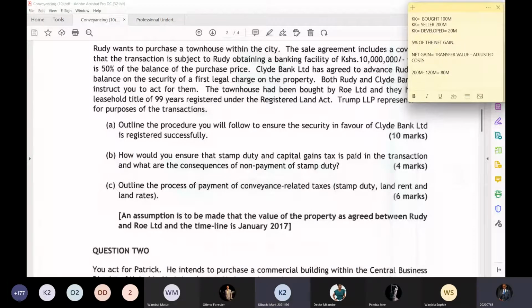So 80 million times what? Times 5%. And then you have your CGT. What's 5% of 80 million? Let me get my calculator.